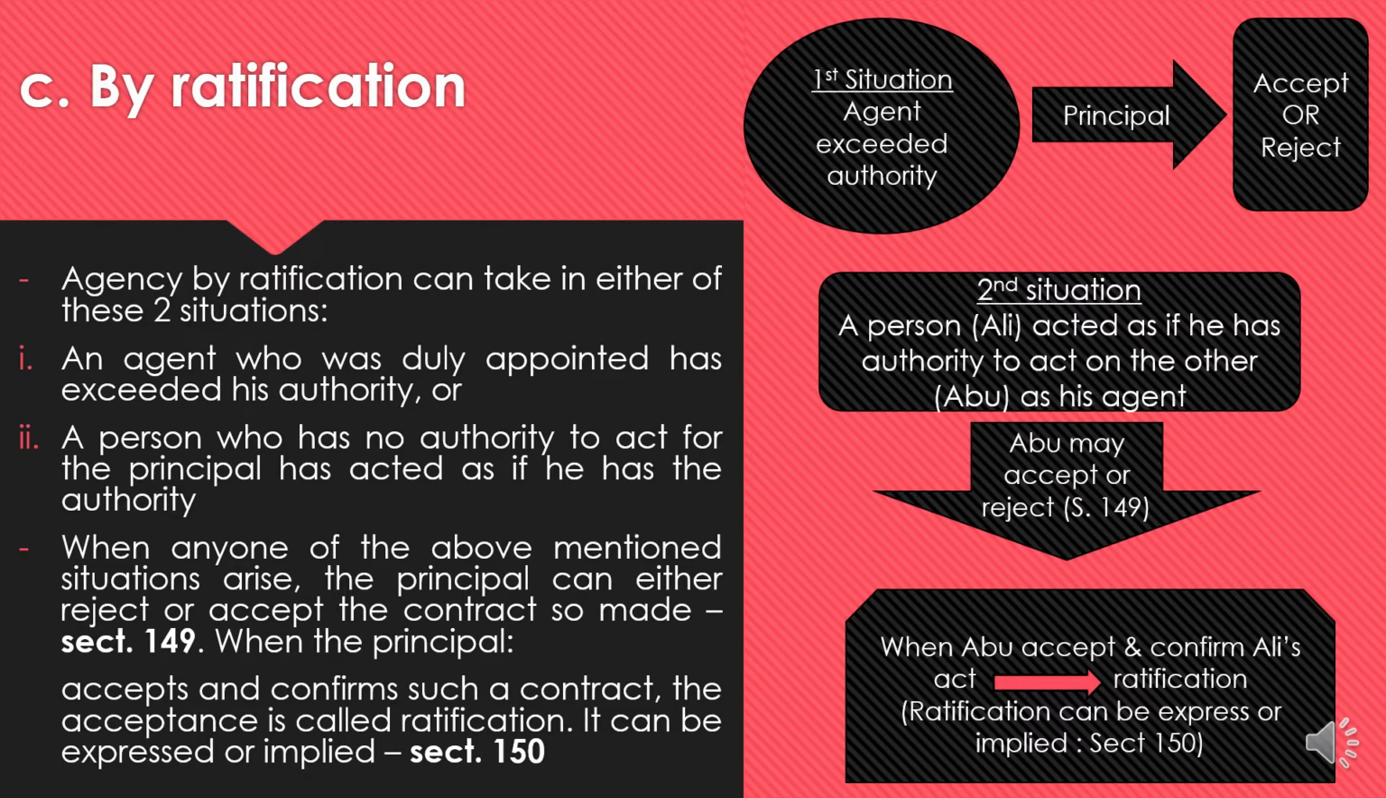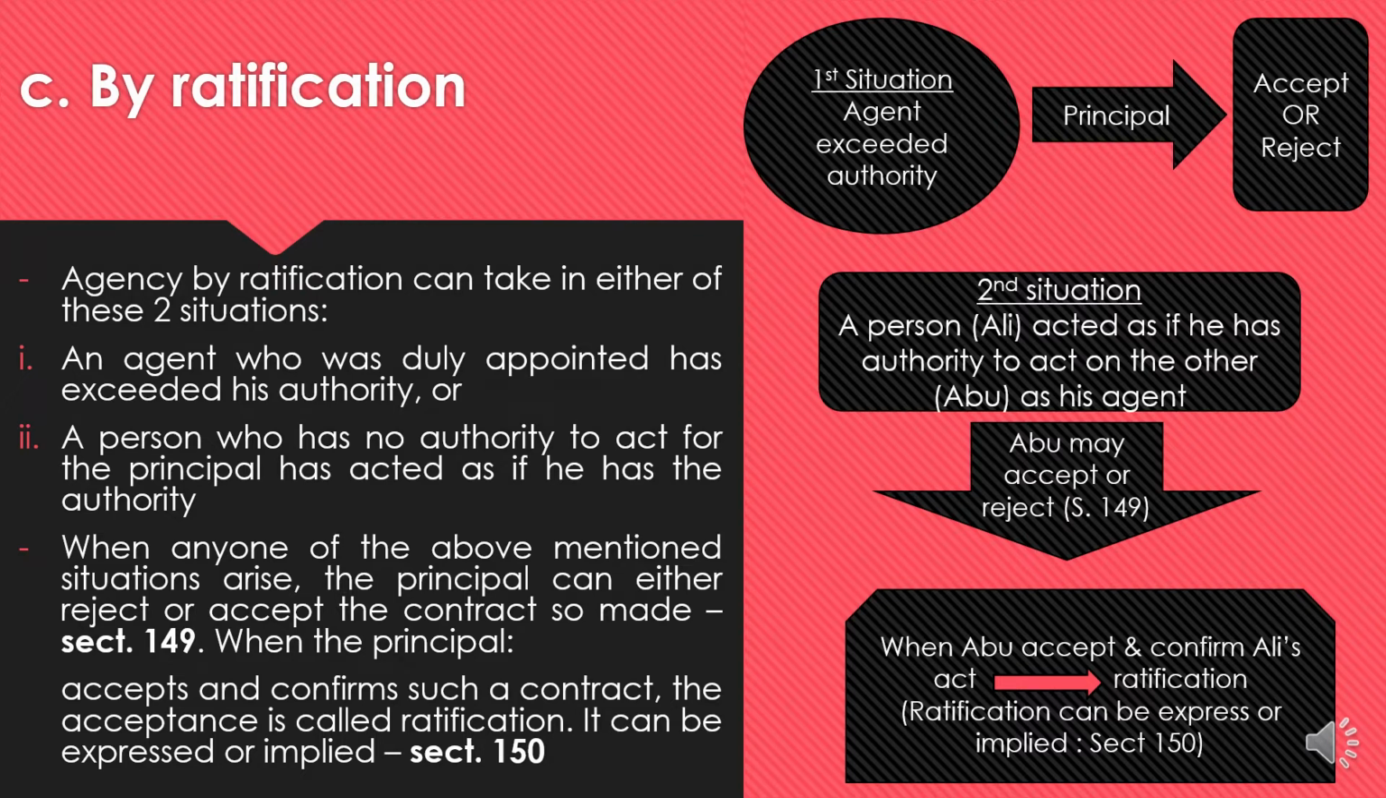The principal can accept or reject. If the agent exceeded authority, the agent has no authority anymore. The agent is not an agent anymore. Okay. Ali asked Abu to purchase a house for 50k only. So Abu is the agent of Ali. Ali is the principal. Okay. Now Abu purchased the house for 70,000. That exceeds the authority. When he exceeded the authority, he is not the agent of the principal anymore.